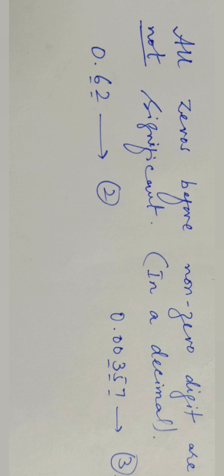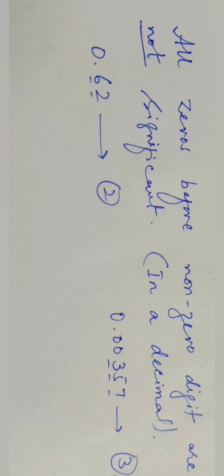Here is the answer to that ambiguity, which is the rule which says that all zeros before non-zero digits are not significant, specifically in a decimal. For example, 0.62. You will ignore the 0 because it is at the start of the decimal and just count the non-zero digits, which are 6 and 2. So there are 2 significant figures.